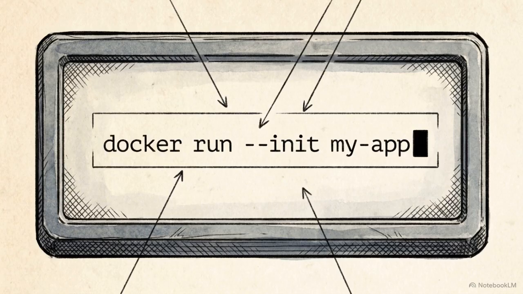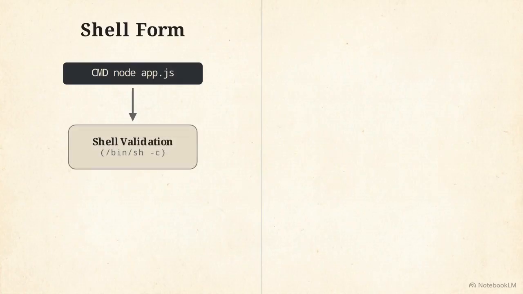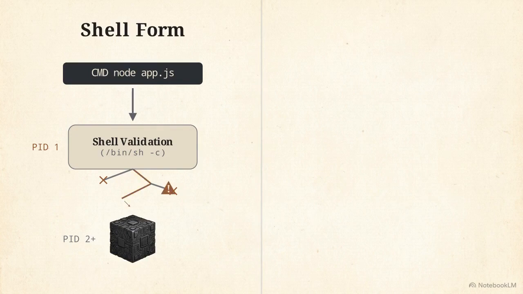Every isolated process requires a startup instruction to boot. One method is the shell form. As seen on the left, the command passes through a shell validation box before reaching the binary. This creates a performance penalty and complicates clean shutdowns.